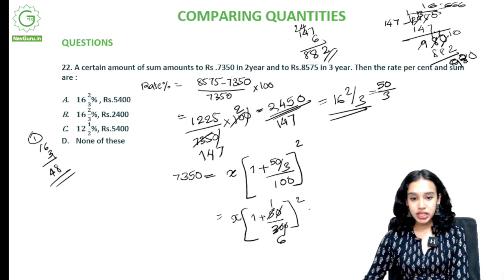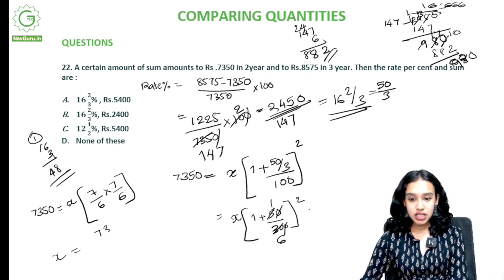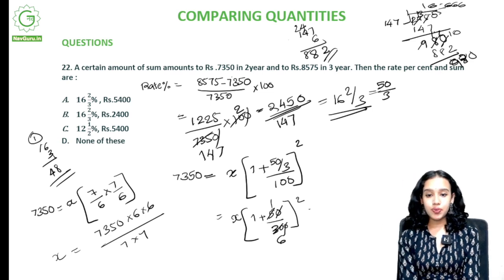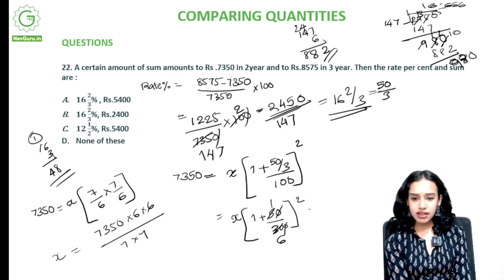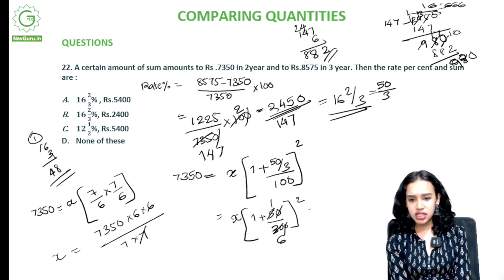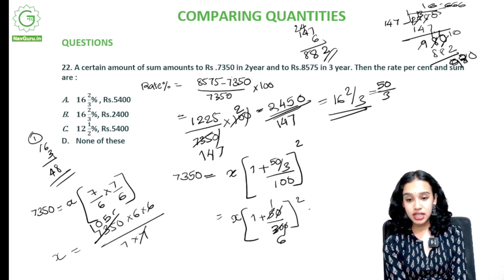So this could be equal to 7350 is equal to x into 6 1 is 6 plus 1 is 7. 7 by 6 into 7 by 6, right? It's squared. Now x is equal to 7350 into 6 divided by 7 into 7, right? Now let's see whether we could cut this 7 out from somewhere. Let's see from here, let's cut a 7. 1 7 is 7, 0, 5 7 is 35 and 0.